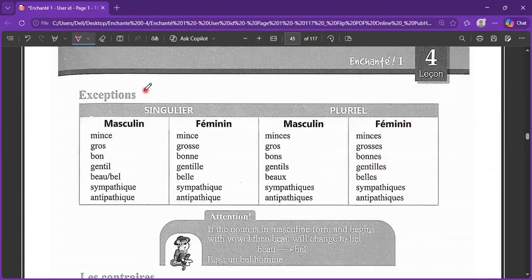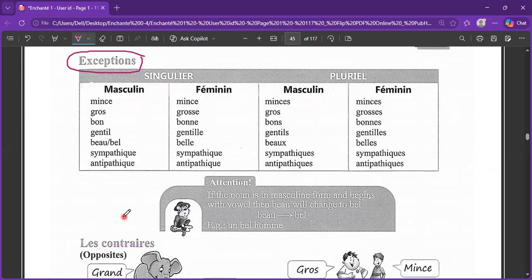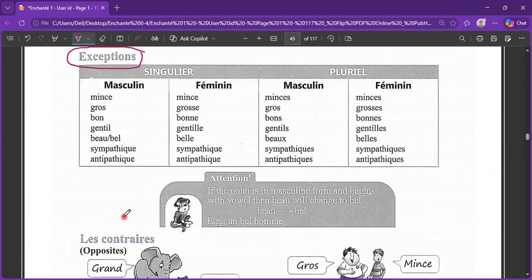Now, here are some exceptions which don't follow the rule that we just did. Simple addition of E and simple addition of S will not suffice. These are some exceptions that you have to keep in your mind as such. I'll give you the pronunciations right away and their meaning, but this you have to learn. Let's see. The first one is mince, mince, minces, minces. It means thin. Gros, grosse, gros, grosses. It is fat.